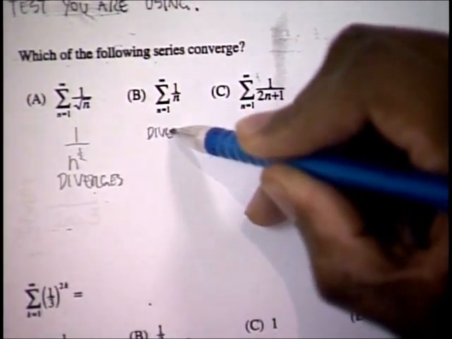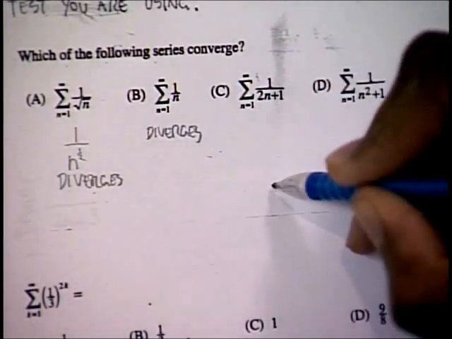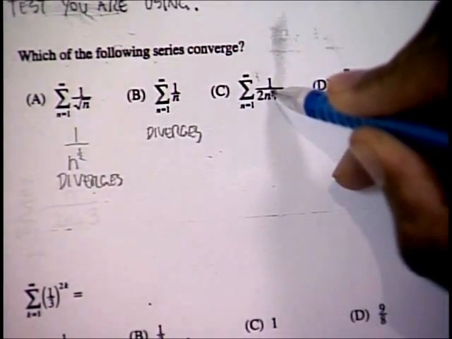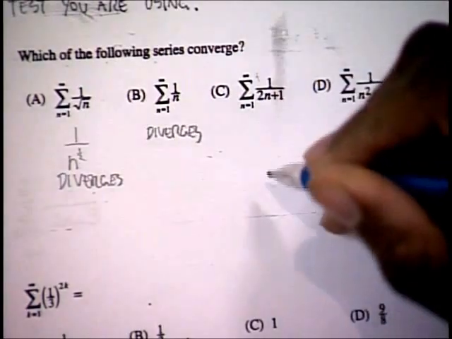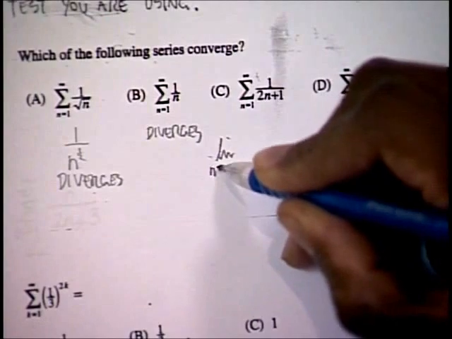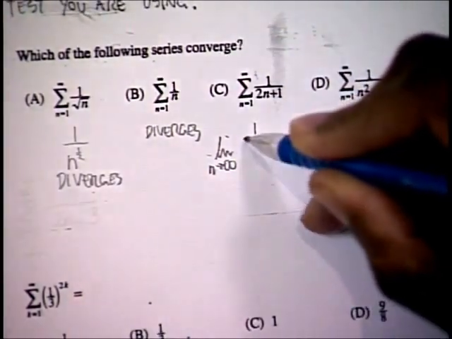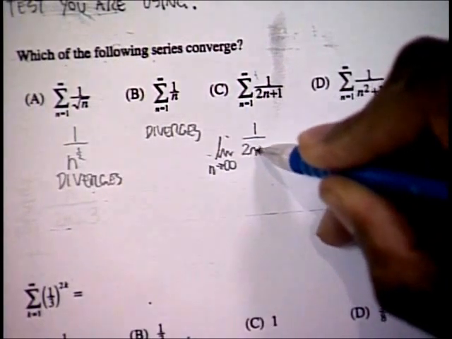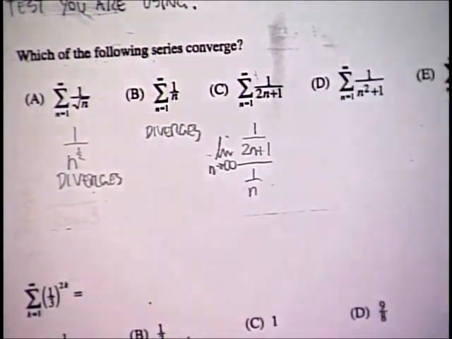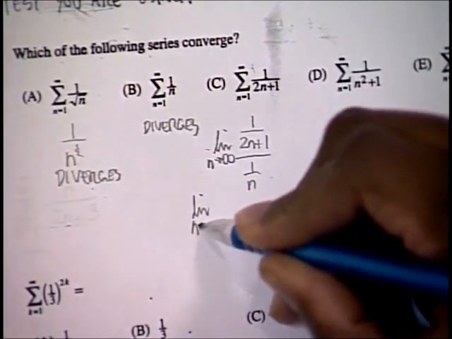What I would recommend here is that maybe you use a limit test or something like that. So let's take the limit as n approaches infinity of 1 over 2n plus 1, and let's divide that by 1 over n. Divide that by the harmonic series. If you multiply by the reciprocal, you get n over 2n plus 1.